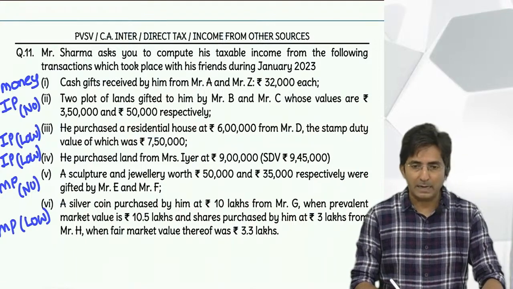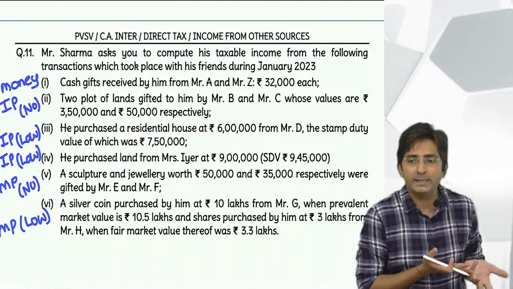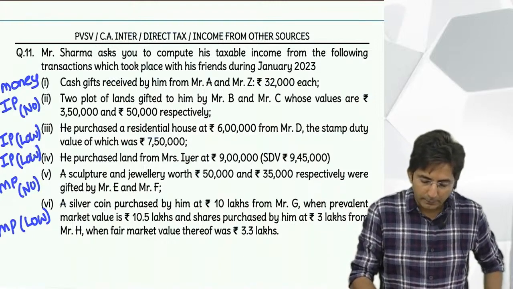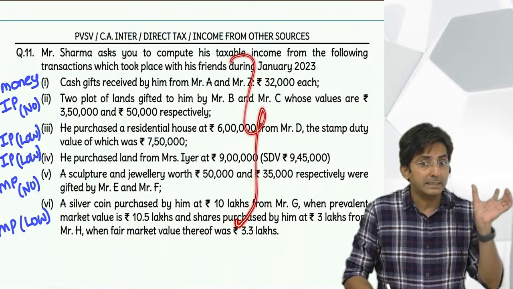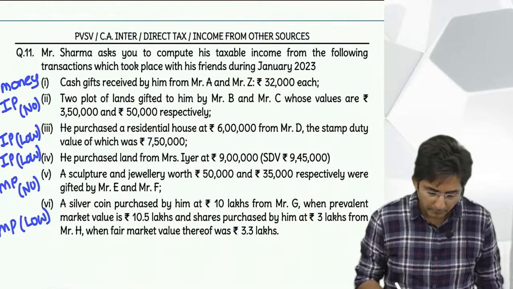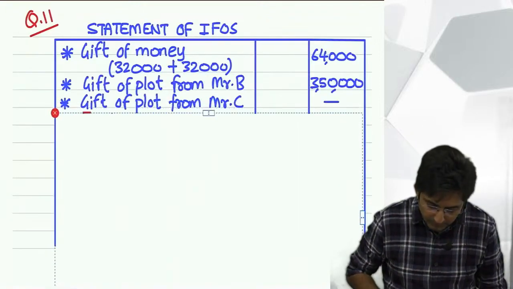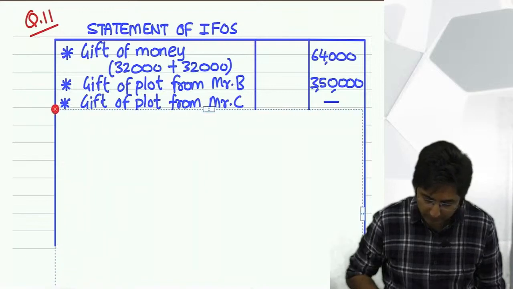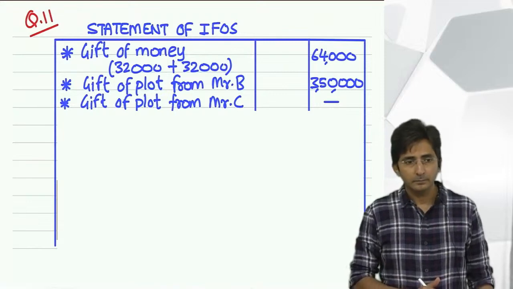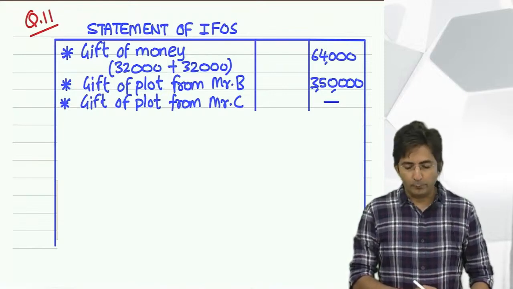See, if I would not have taken this sum, that whole explanation would have gone waste. So this sum was a must. Actually, I have created this sum in such a manner that the concept which is taught to you can be easily implemented. Okay, so right here, see, I have passed two entries. Can you see? Gift of plot from B, gift of plot from C.